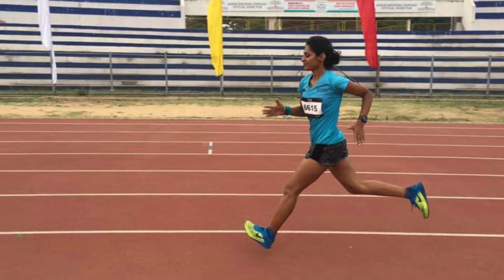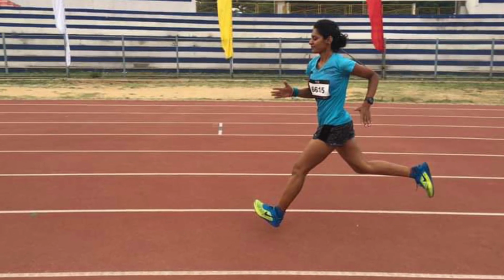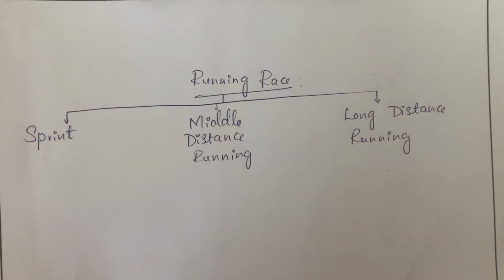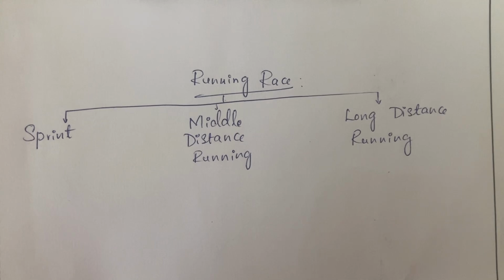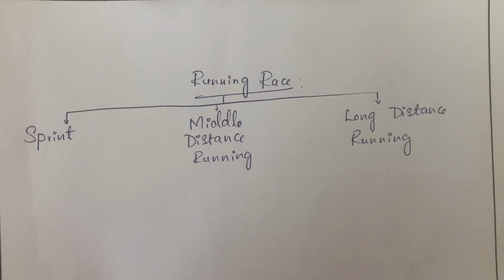Let's talk about running races. Running events are of three categories: sprint, middle distance running, and long distance running. Any major world sporting event like the Olympics or World Athletics Championship constitutes the below categories.